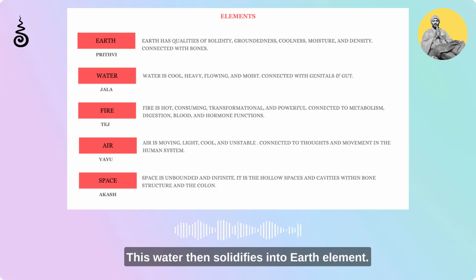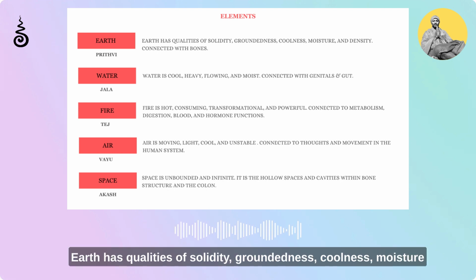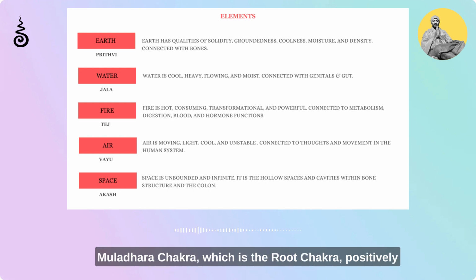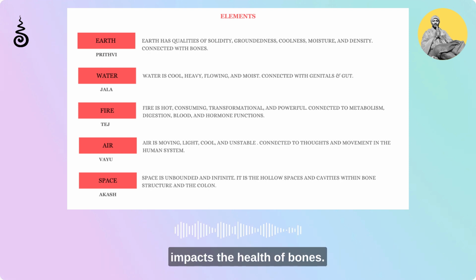This water then solidifies into the earth element. Earth has qualities of solidity, groundedness, coolness, moisture, and density. Hence, its impact on bones. When I explain in detail about the six chakras, you will learn how meditating on the Mooladhara chakra, which is the root chakra, positively impacts the health of bones.